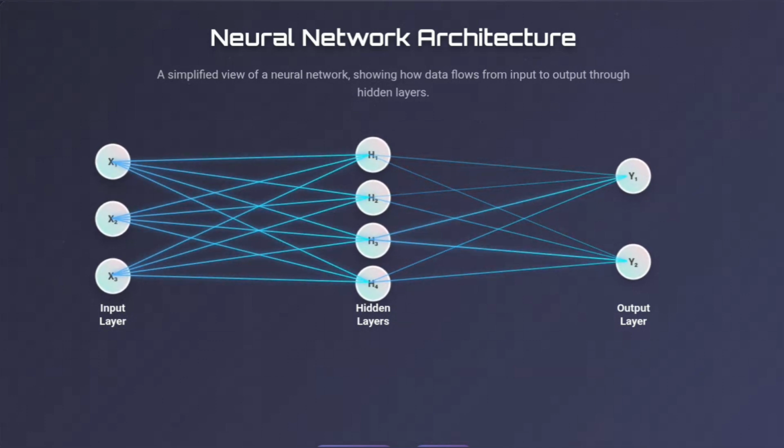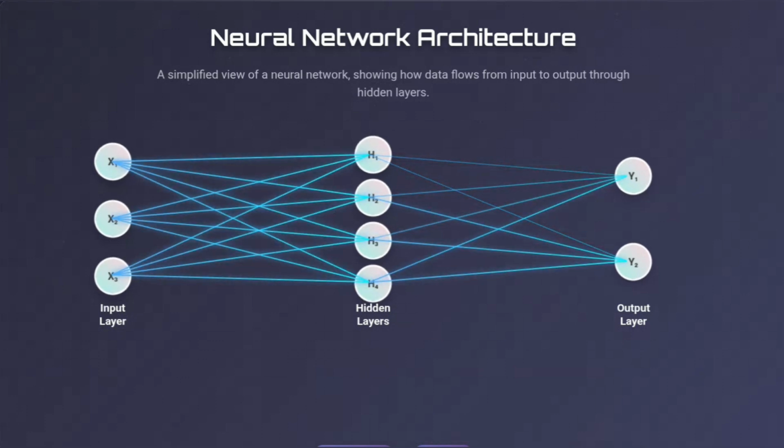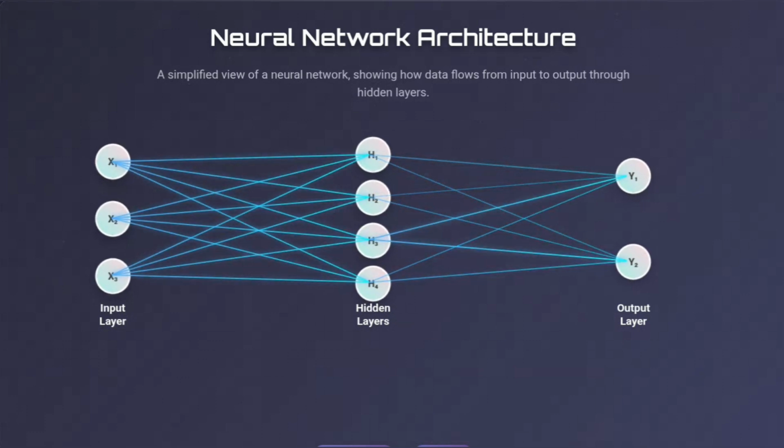Notice how every neuron connects to neurons in the next layer? These connections have weights that determine how much influence each input has. During training, the network adjusts these weights millions of times to improve its accuracy. It's like fine-tuning a massive, complex instrument.